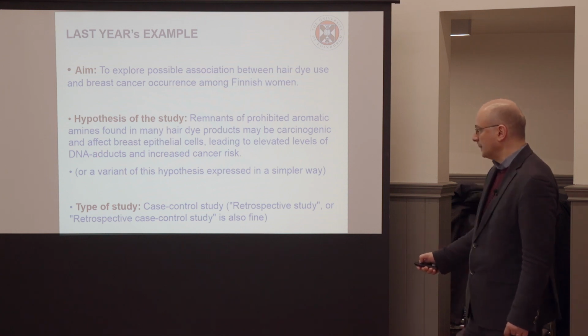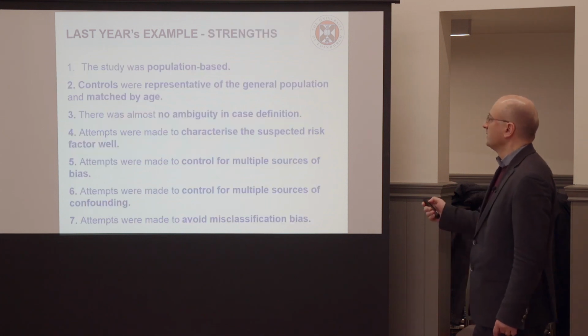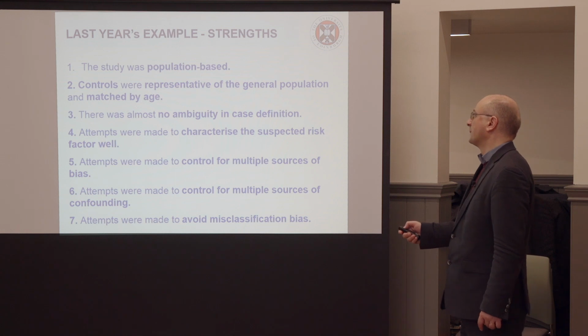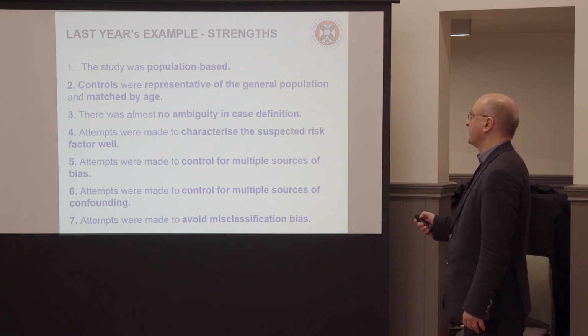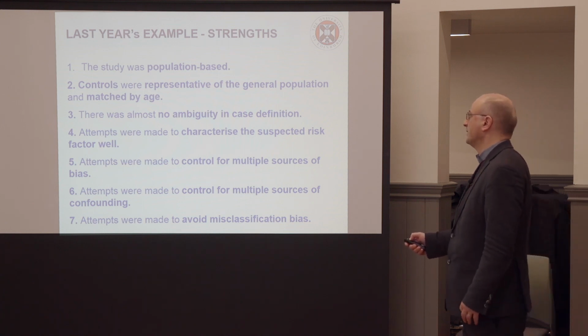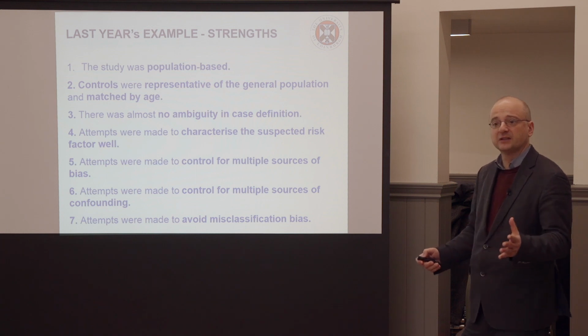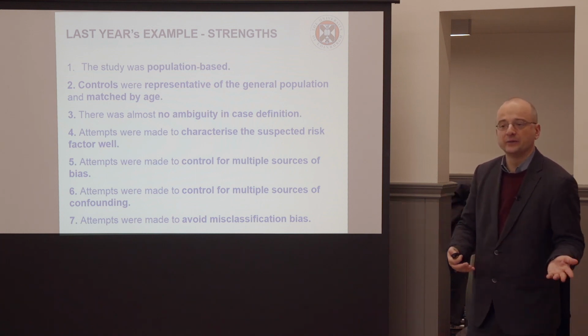All right. The type of study was a case control study, and these were the strengths of this study. It was population-based because Finland has a cancer registry. Controls were representative of the general population. They were matched by age from the registry. No ambiguity in case definition. This is great: case definition, breast cancer, you either have it or you don't.